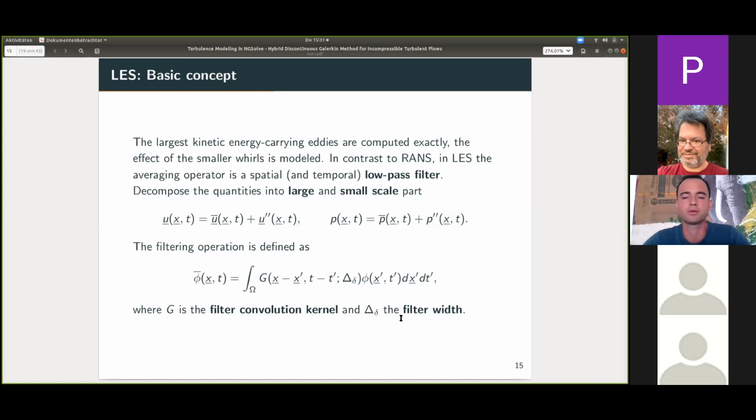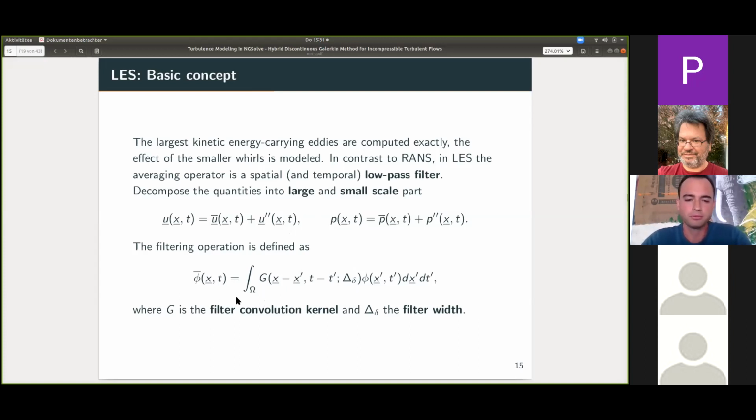And in contrast to RANS, in LES, we are using a filtering method. In this case, it would be a low pass filter. And we decompose our quantities into a large and small scale part, which can be seen here for the velocity as well as for the pressure. So here we would have the filtered velocity signal, here would be the remaining one. And this filtering operation is defined in this equation. So we have a filter convolution kernel with a filter width and our signal.